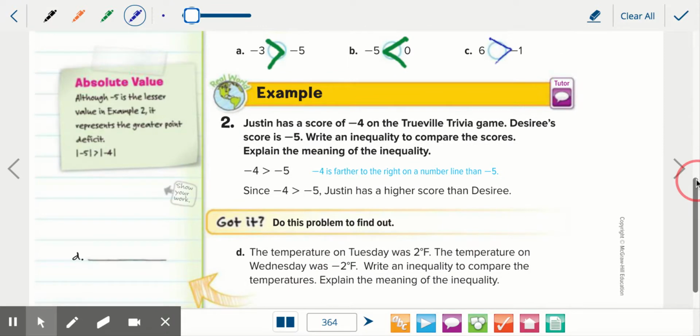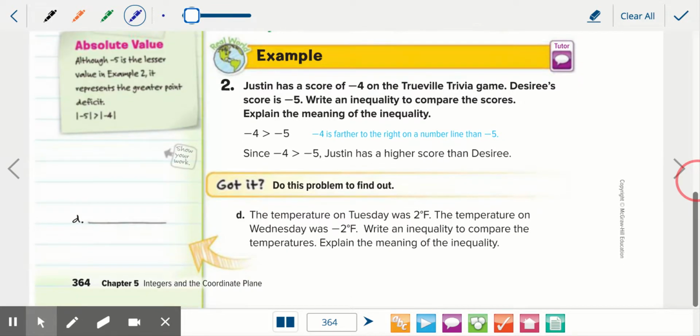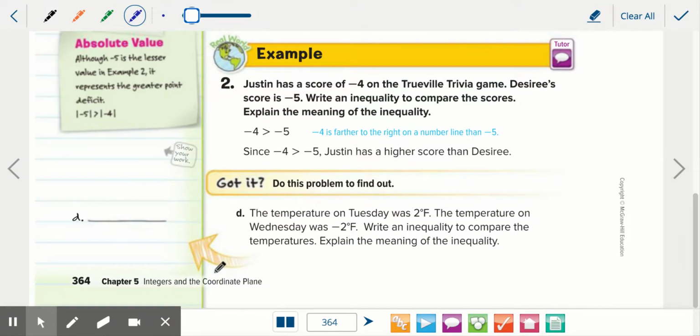So that is comparing. Now let's talk about an example when we have it in a word problem. So let's go ahead to the got it problem. Okay, it says the temperature on Tuesday was 2 degrees Fahrenheit. The temperature on Wednesday was negative 2 degrees Fahrenheit. Write an inequality to compare the temperatures. Explain its meaning.